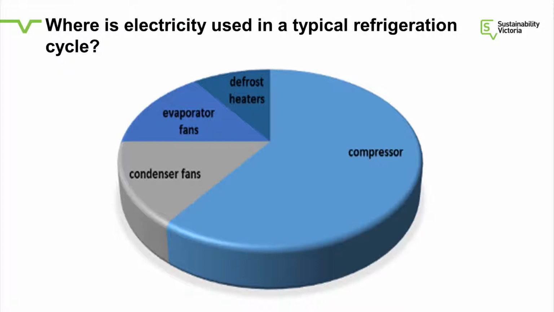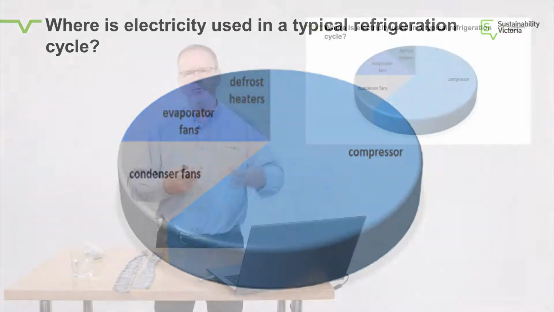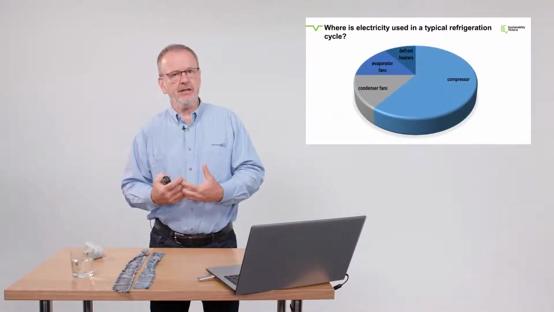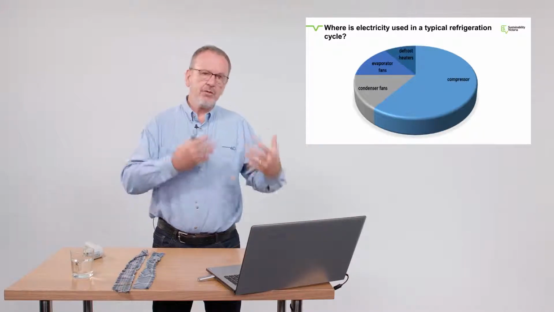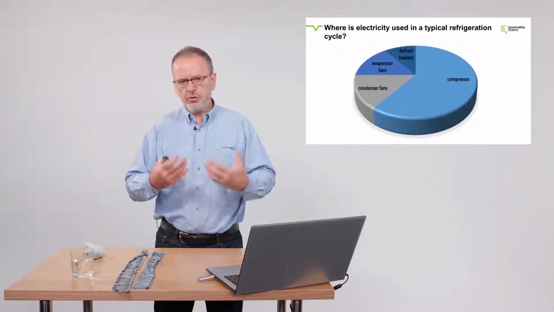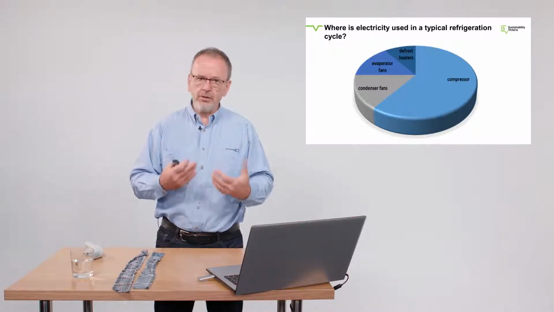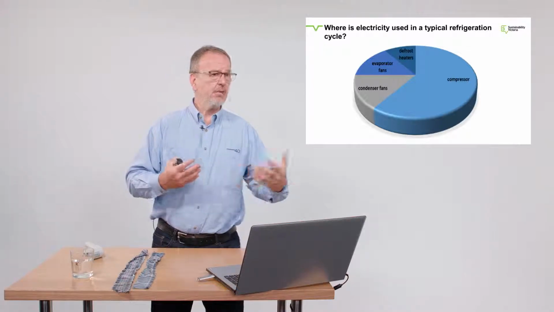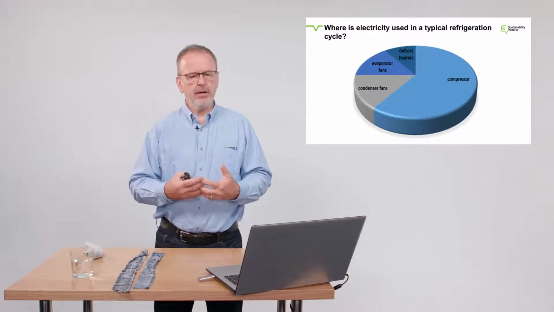So where is energy used in a refrigeration system? Most of the energy is used by the compressor, which is kind of logical because it does all the hard work of compressing the vapor. But by no means is that the only energy being used. We have the condenser fans, which I showed you before, and the evaporator fans, and they use a lot of energy because they tend to run all the time. It always surprises people to realize how much energy is actually being used, for example, by the evaporator fans.